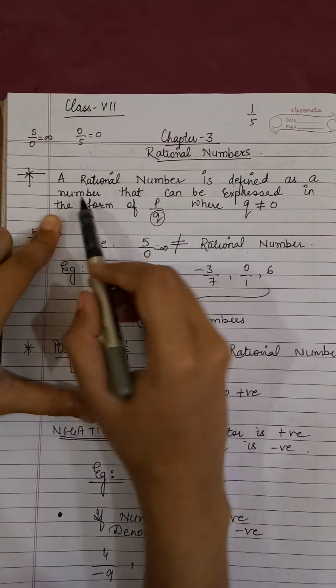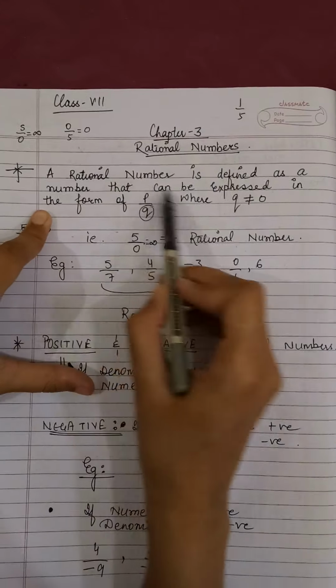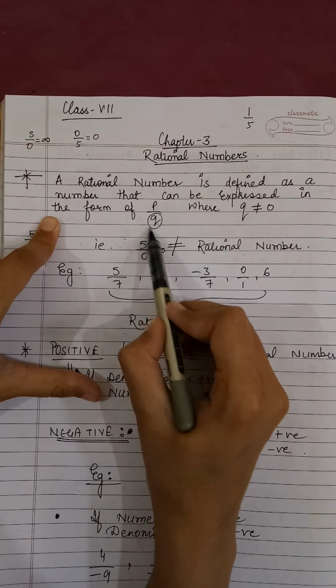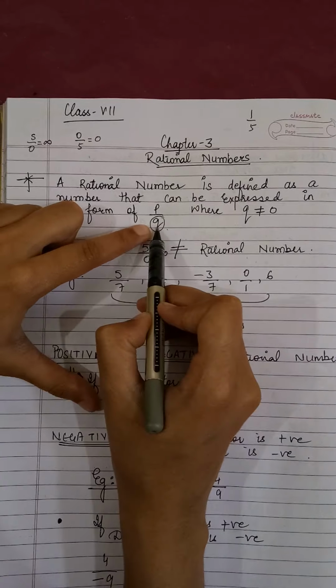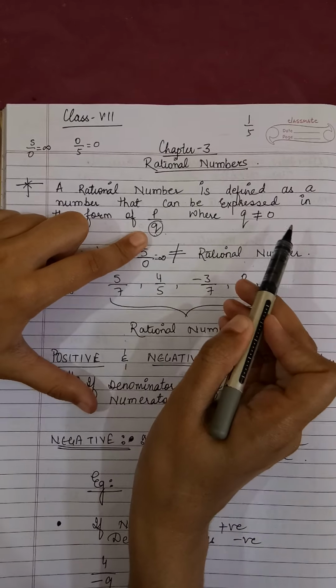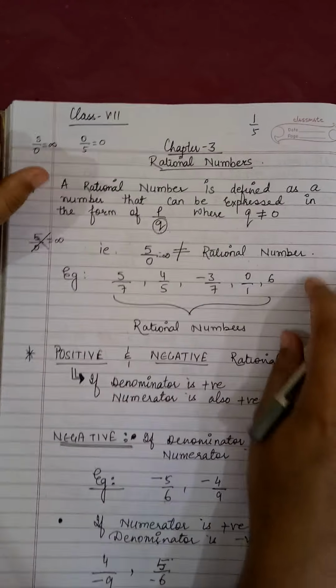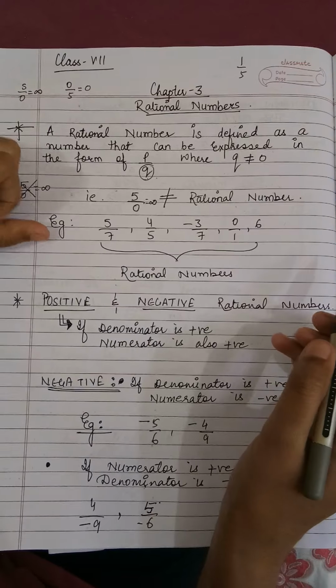That's what they are saying here: a rational number is defined as a number that can be expressed in the form of a fraction p upon q, where the denominator should not be equal to 0. It can be any number, it can be 1, it can be 2, but it should not be 0. Now these are the examples of the rational numbers.